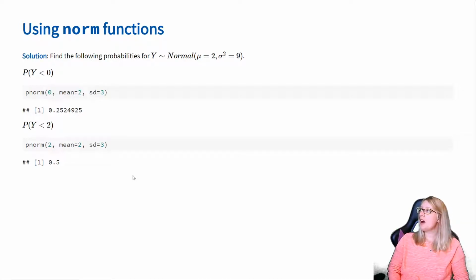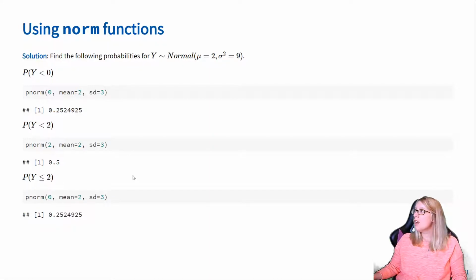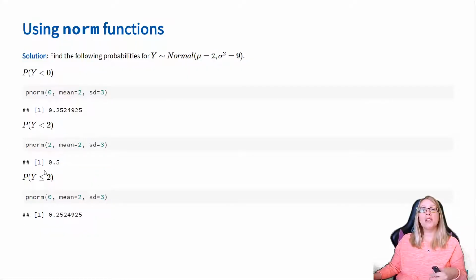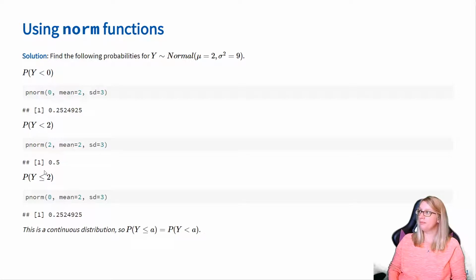The probability that y is less than 2, the normal distribution is symmetric. If 2 is the mean of that distribution, the probability of observing a value less than the mean must be 1/2. The probability then of finding a value less than or equal to 2, I apologize, there is a typo here. Our argument should still be 2, not 0. The probability less than or equal to 2 should be exactly the same as the probability less than 2. Why? Well, because this is a continuous distribution. So we're not assigning probability to any one point in particular.